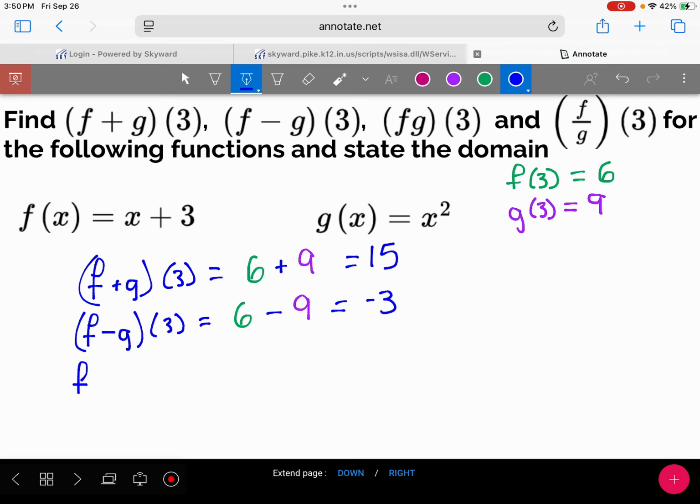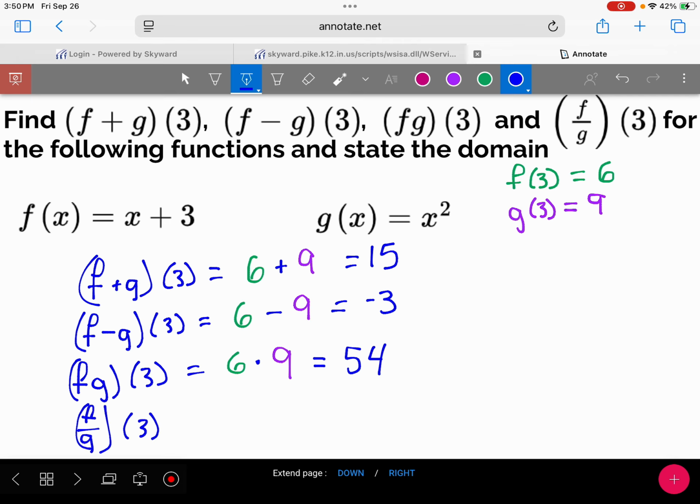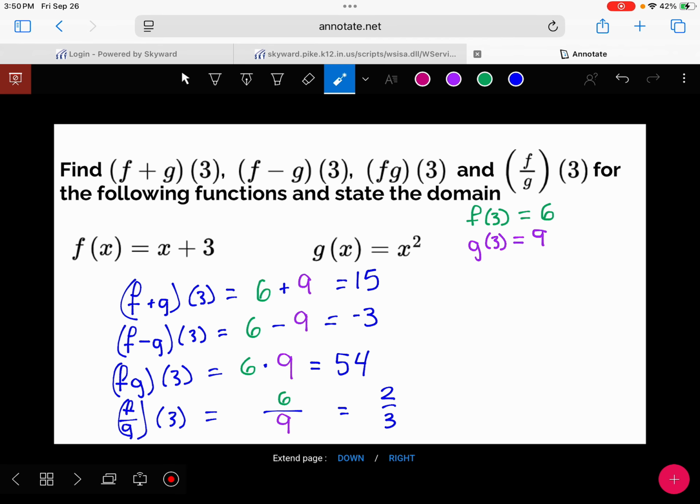When we do our f times g of 3, that's going to give us our 6 times 9. Six times 9 is going to give us our 54. And f divided by g of 3 is going to give us 6 over 9, which is the same thing as 2/3. So when we have a number substituted in place of x, we're going to substitute that in place of every x, and we're going to have a numerical answer.